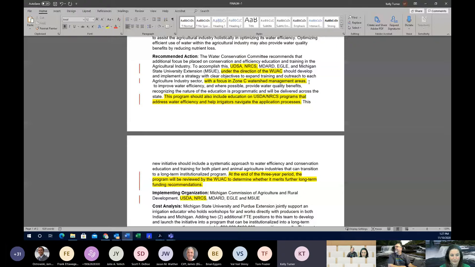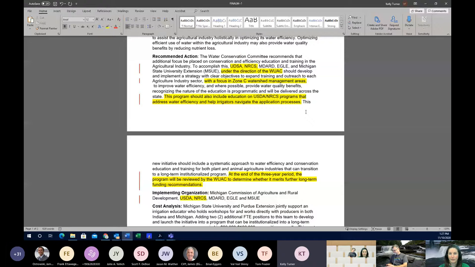Just understand, though, that some of the feedback we got from MSU Extension is that by nature, the program and the education that they offer is statewide. They can definitely try to focus some of their efforts in Zone C, but they're not going to keep other areas of the state from getting the same education, especially if they're asking for it. We've added some language that helps hone in on the education, which should also include how to navigate the USDA and NRCS programs that address water efficiency, and to help those irrigators navigate the application process, since that can be cumbersome and require some technical expertise as well.